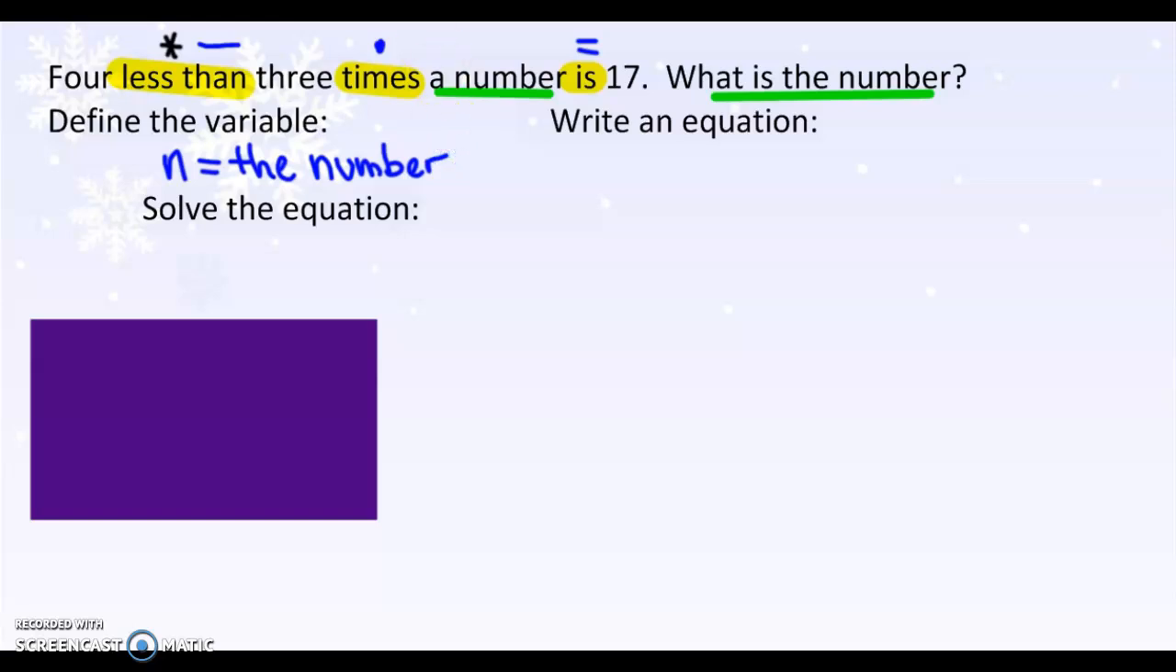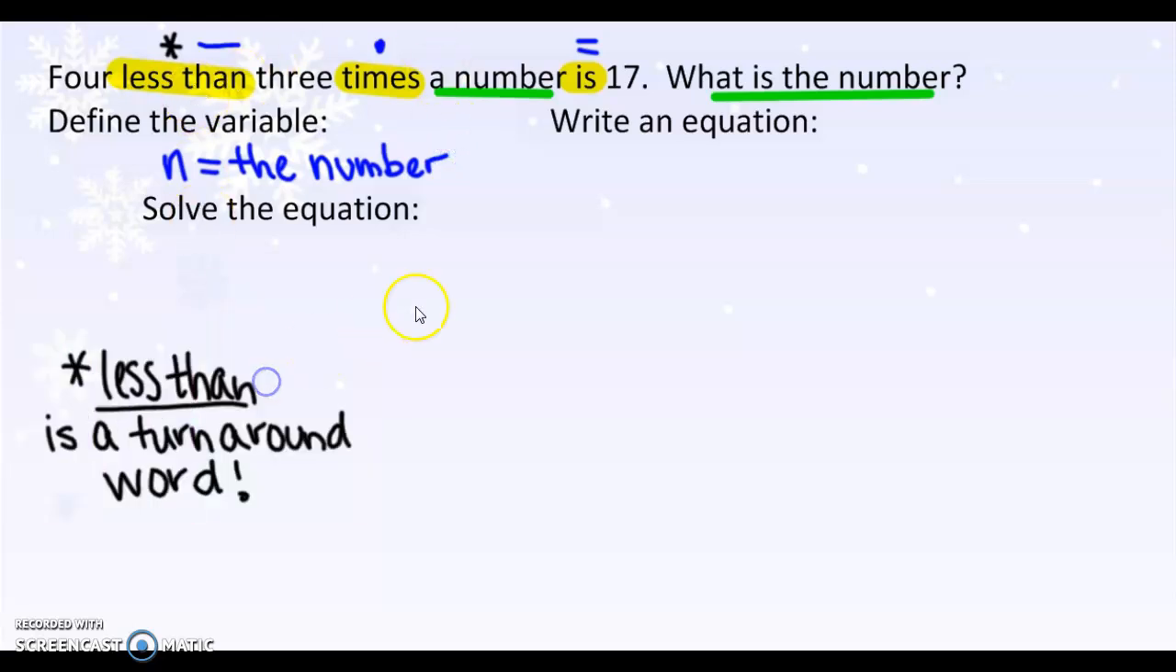I've got an asterisk next to less than because less than is a turnaround word. And that turnaround word means whatever's in front and whatever's behind needs to get flip-flopped. So 3 times a number gets written first. So 3 times n, less than is our subtraction, so minus, and then we get to write 4. We've got is, our equal sign, and 17.